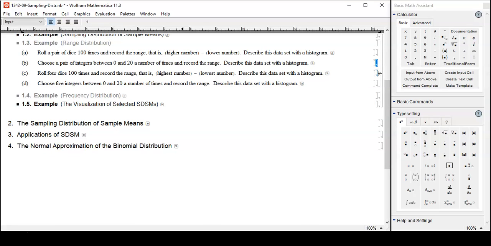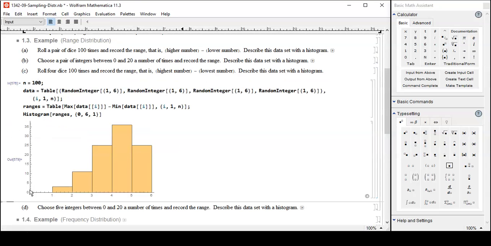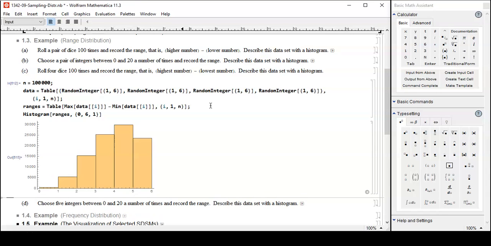Now, how about rolling 4 dice 100 times and recording the range? The highest number minus the lowest number. A range of 0 means all 4 rolls should be identical, which is highly unlikely, so you don't see anything in this particular case. It's not impossible, so we have a little bit. But still, as far as a pattern, I'm not so sure. If I increase the repetition, we're going to be able to see something. You see, we have an asymmetric pattern like this. Run it again, it won't change very much.